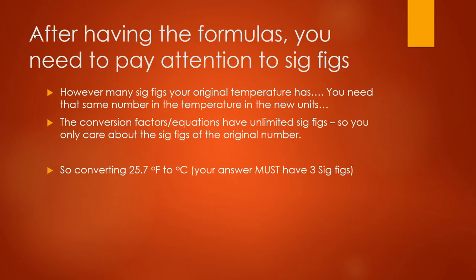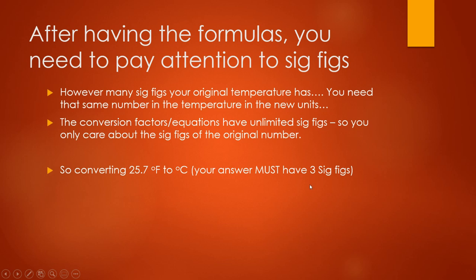So after having rearranged the formulas, you really need to pay attention to your sig figs. So however many sig figs your original temperature has, you need that same number in the temperature in whatever new unit you are using. The conversion factor equations themselves have unlimited sig figs by definition, so you really only need to concern yourself with the sig figs of the original number. So if you're converting 25.7 from degrees Fahrenheit to degrees Celsius, your final answer in degrees Celsius must have 3 sig figs.